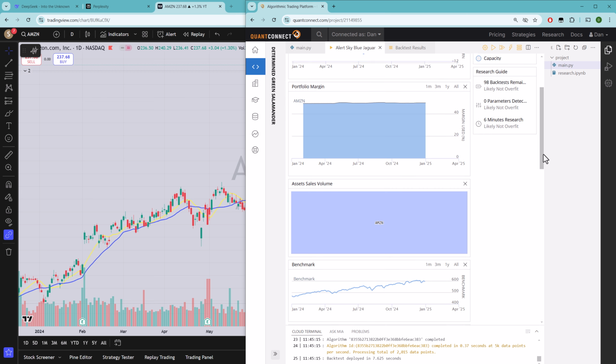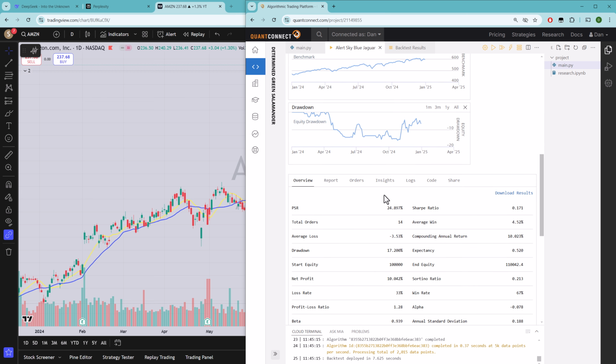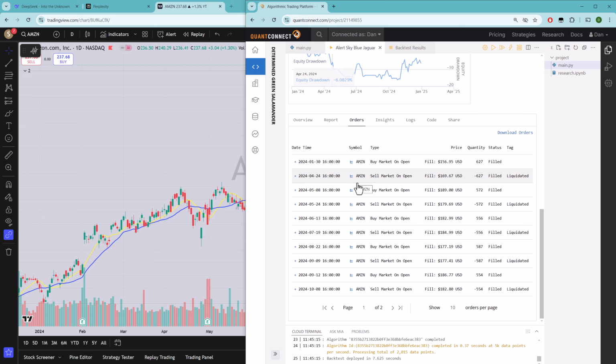Here are the results of the backtest. I want to go to the orders and see if they match. So we have the first match on the 30th of January. Okay, why isn't it here on the 19th?